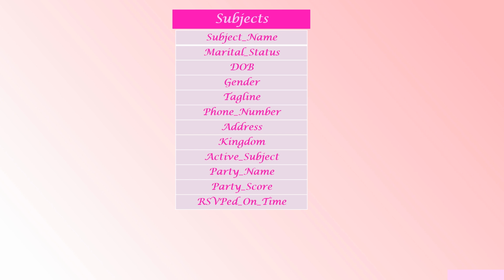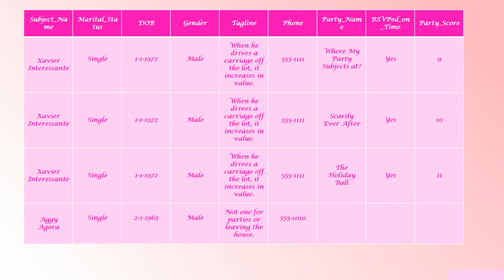This time she came back with a table that looked like this. Let's take a look at the sample results from this table to see if we can identify the normalization rule being broken. We left out Mirabelle because we didn't have enough space for all of the rows to show her, but let's just take a look at Xavier and Aggie. See if you can spot anything that looks a little not normal or wasteful.